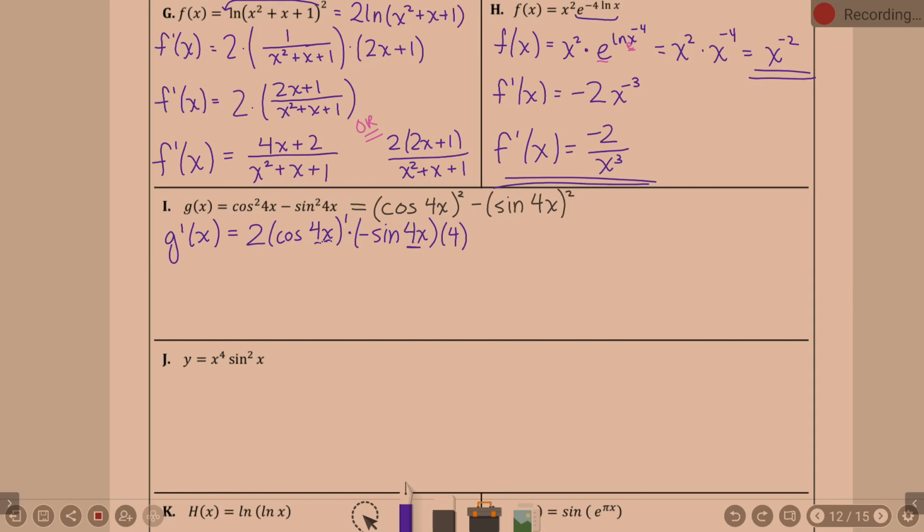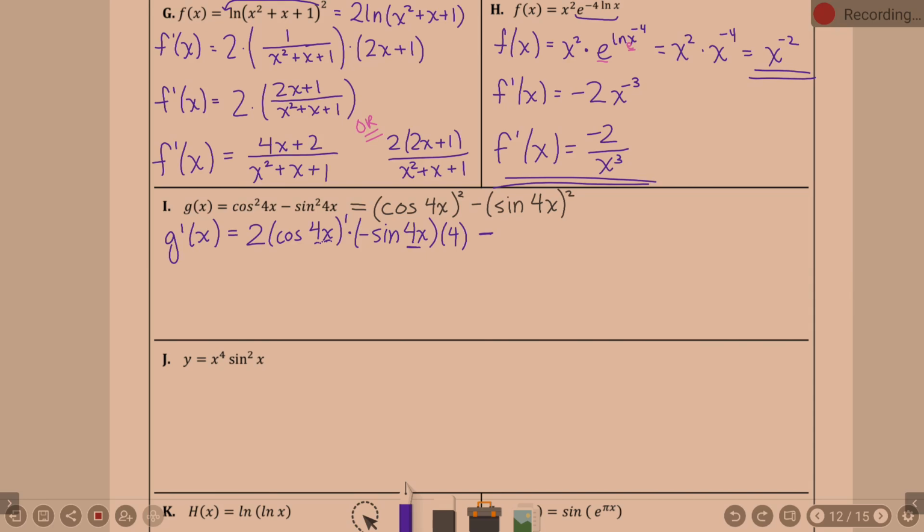Okay, so here's the idea. We did the outside power of 2. And then my inside that I didn't touch, that I kept the same, was cosine of 4x. Derivative of cosine of something is negative sine of something. The inside that I didn't touch was the 4x. Derivative of 4x is 4. 4 has no inside, so I'm done with that term. Now, that was only the first term. So minus.